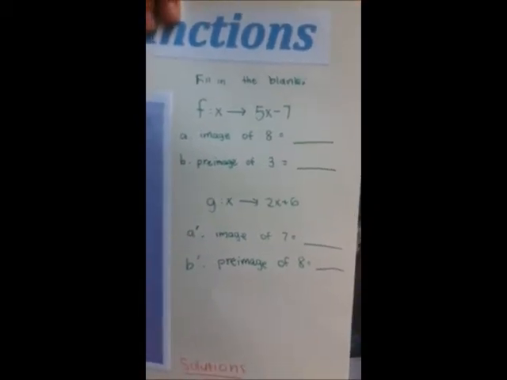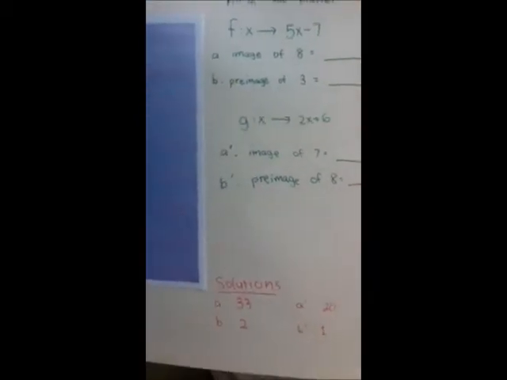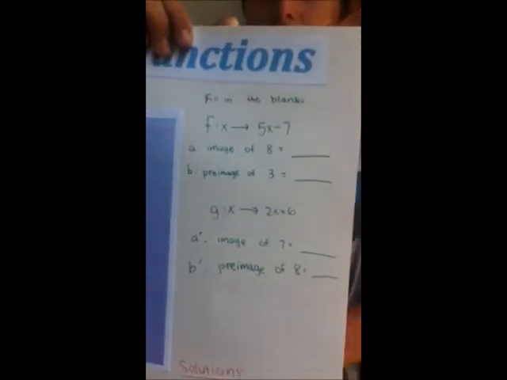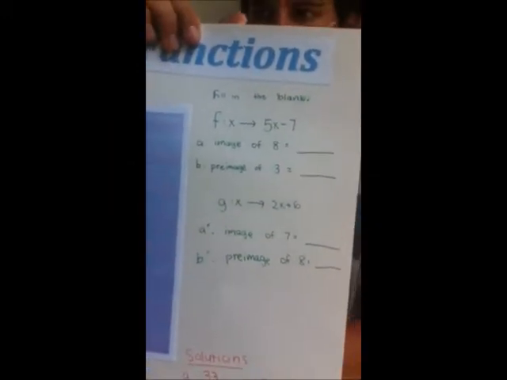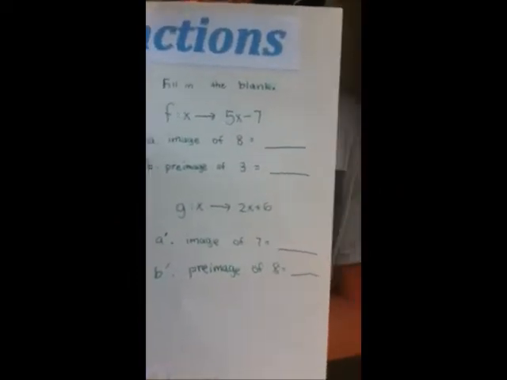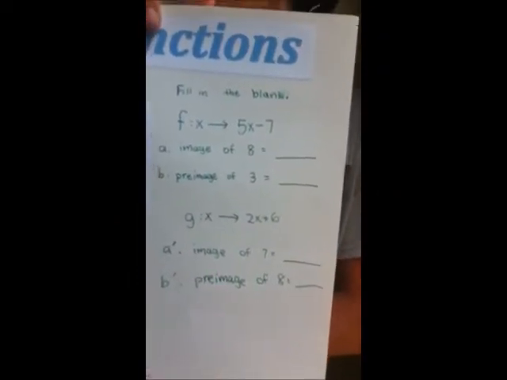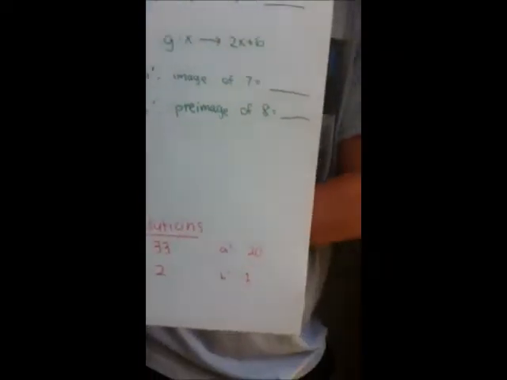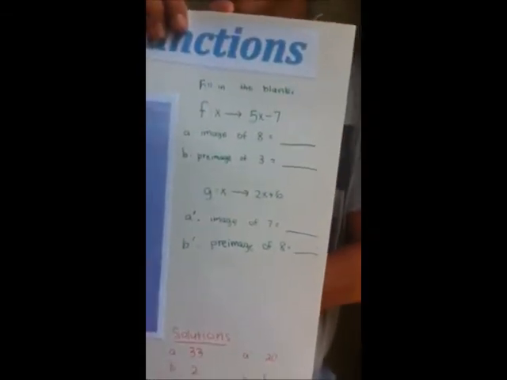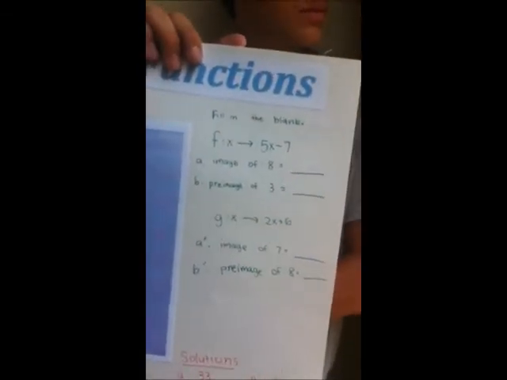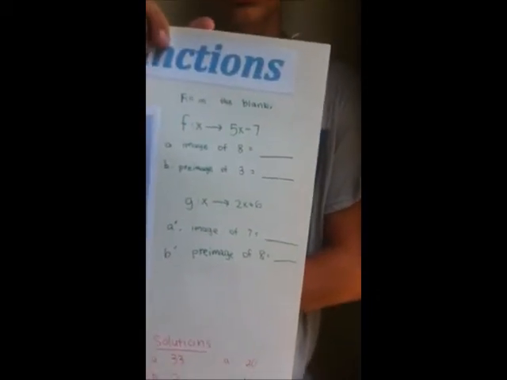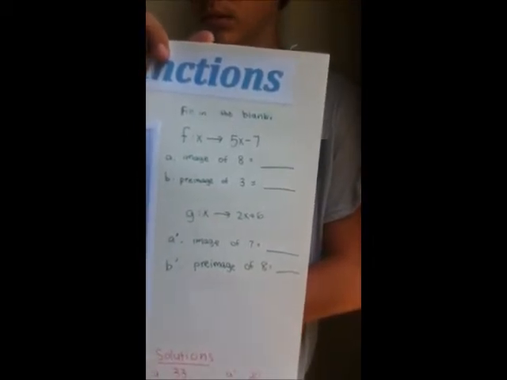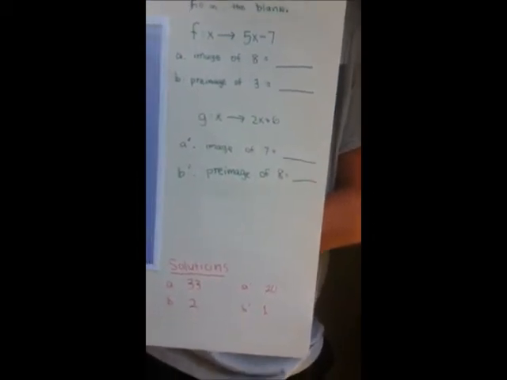So for A, image of 8 equals 33 because if you plug 8 into the x in 5x minus 7, 5 times 8 is 40, minus 7 is 33. And for the preimage of 3, you make 5x minus 7 equals 3 and x is 2. A prime, image of 7, is 2 times 7 plus 6, which is 20, so the answer is 20. Preimage of 8 is 2x plus 6 equals 8, so B prime equals 1.